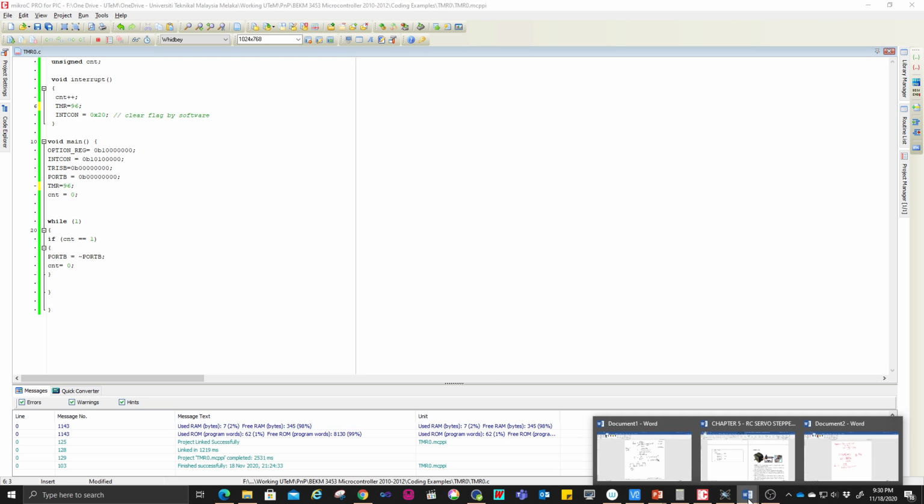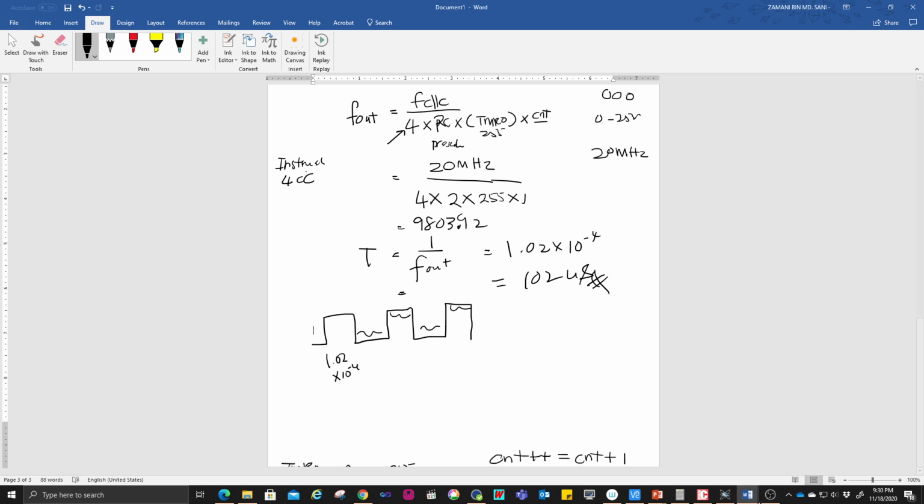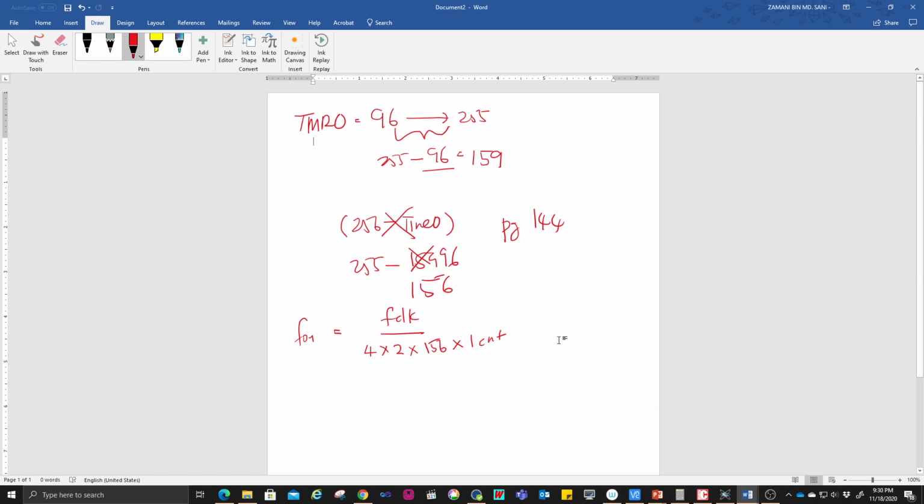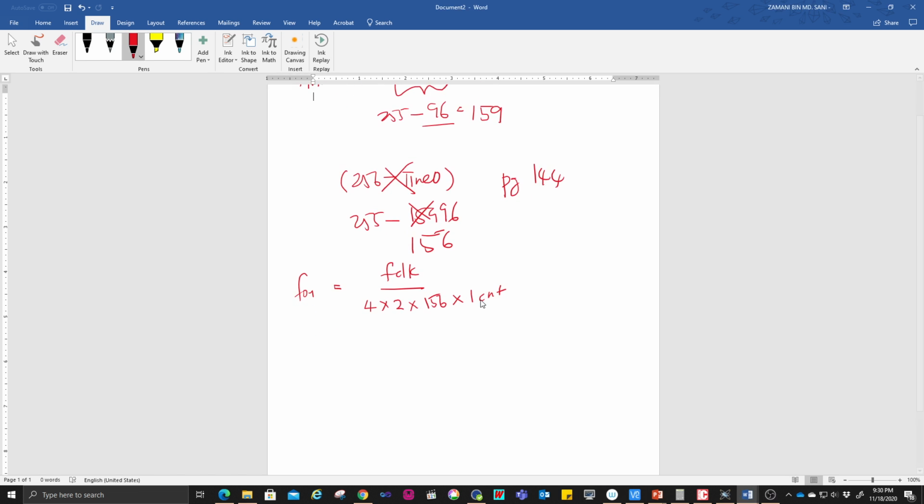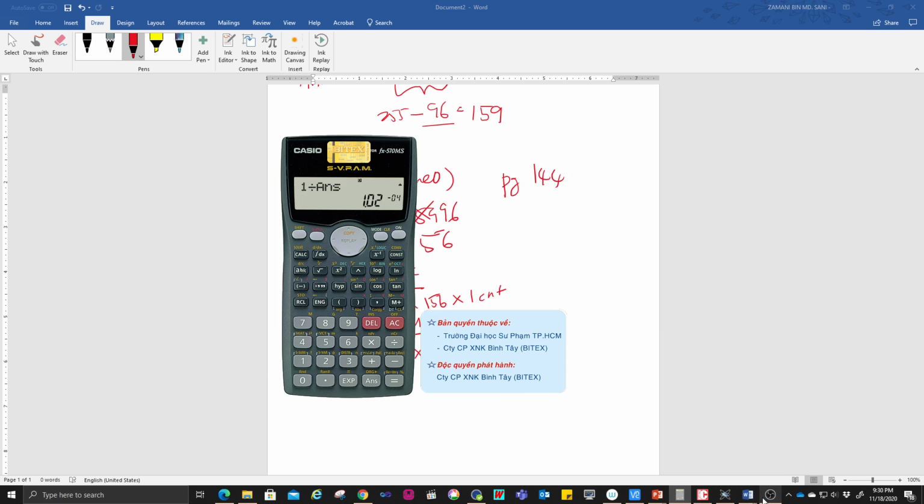So again, if you look at the result just now, here you have F clock, which is equivalent to 20 megahertz. Let's try: divide by 4, 2 times 156, 1 count. This is equivalent to what? So let's look at the 20,000. This one, 20 mega.